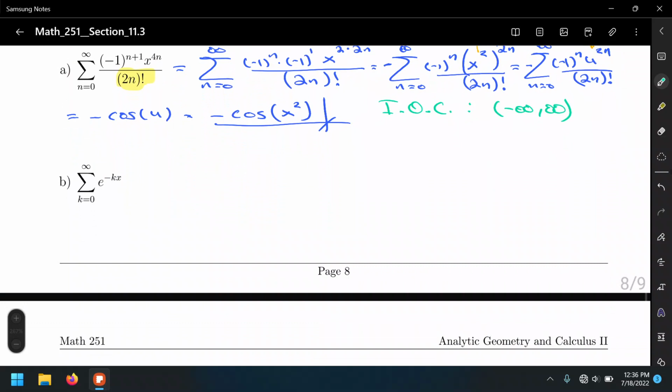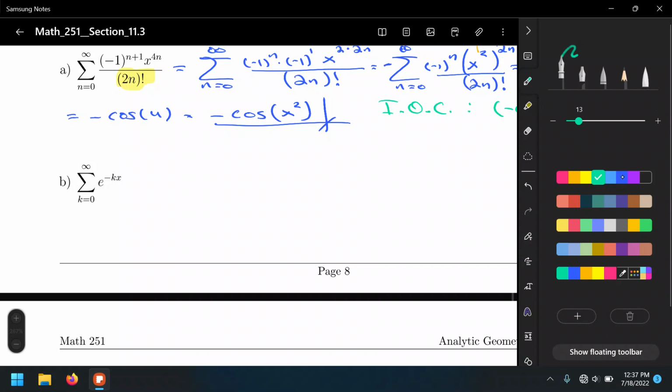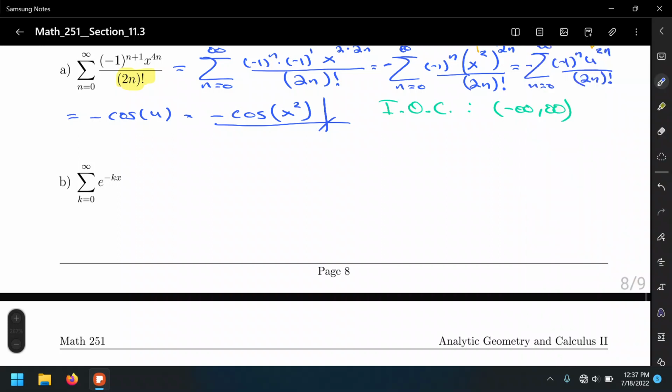For letter B, the sum from k equals 0 to infinity of e^(-kx). Be careful in this case, because this is combining the exponential function, and no, this is not going to be just an exponential function. Well, it will include it, but it's not going to be just that. So I'm going to rewrite the series as the sum from k equals 0 to infinity of (e^(-x)) to the k power, because a power of another power multiplies the powers, and I'm going to leave the k outside.